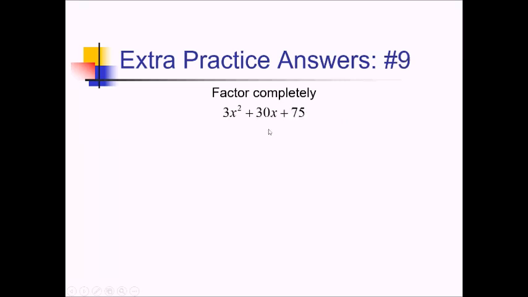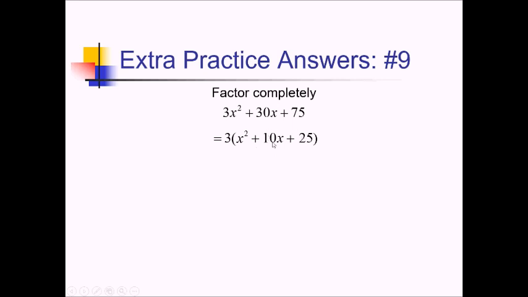For this problem, trying to factor this trinomial, I notice I have an a value that does not equal 1. So right away, I'm going to try to take out a common factor to see if I can make my life a little bit easier. Now, between 3, 30, and 75, 3 is the greatest common factor. If I take a 3 out, that leaves me with x squared plus 10x, and 75 divided by 3 is 25.